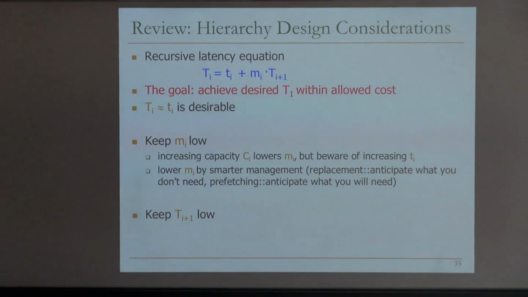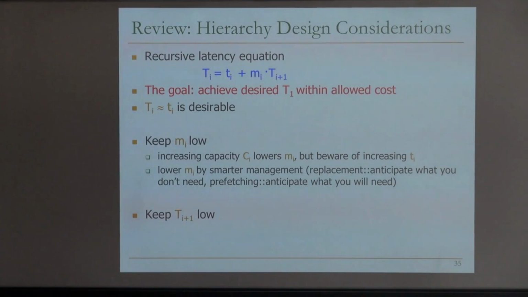You can do intelligent replacement. You can anticipate what you don't need, kick it out. You can do prefetching into the cache. So those intelligent management techniques lower your miss rate, clearly, without affecting your access latency, potentially. That's the idea. So it's really a trade-off between access latency and miss rate.